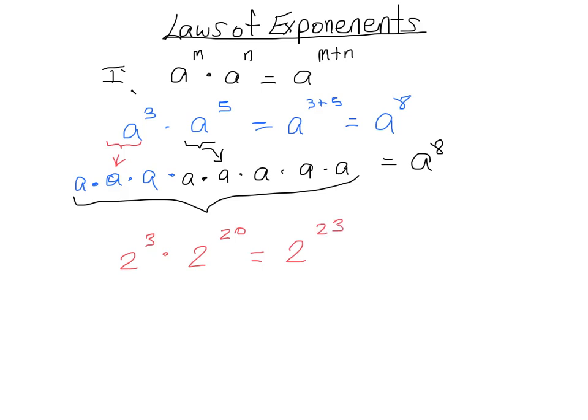All right, let's look at another rule. The second rule that I want to look at is the fact that a to the m, if you're dividing by, again, the same base, you're going to end up having to subtract the exponents. Why does this work? Well, again, let's look at an example. Let's say you have a to the 7th, and you're dividing by a to the 4th.